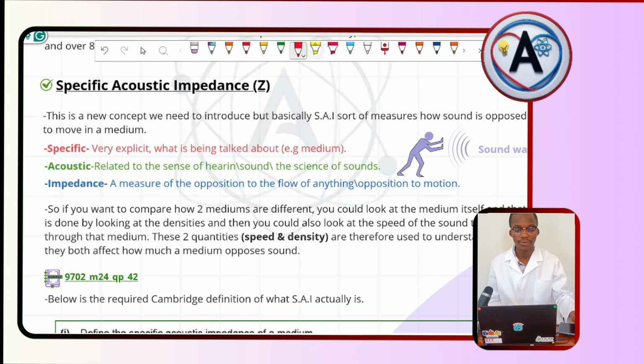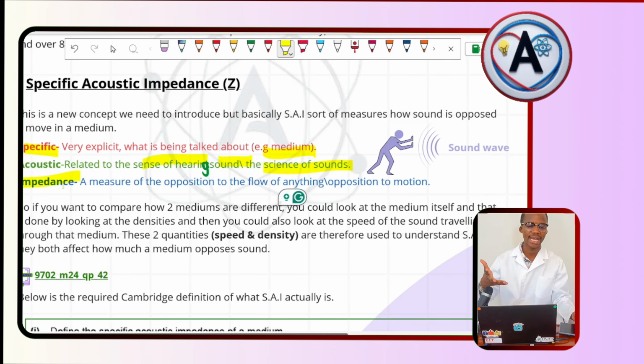The word specific refers to very explicit, in relation to a particular medium. Acoustic refers to the sense of hearing, the science of sound. Impedance refers to the opposition to the flow of anything, to the motion of anything. So you can think of specific acoustic impedance as the opposition to the movement of sound in a particular medium.